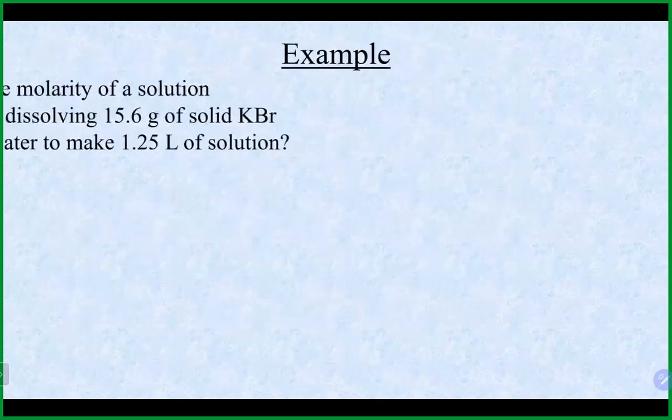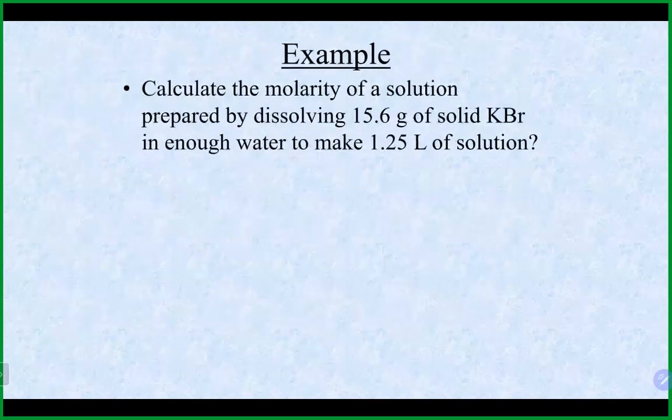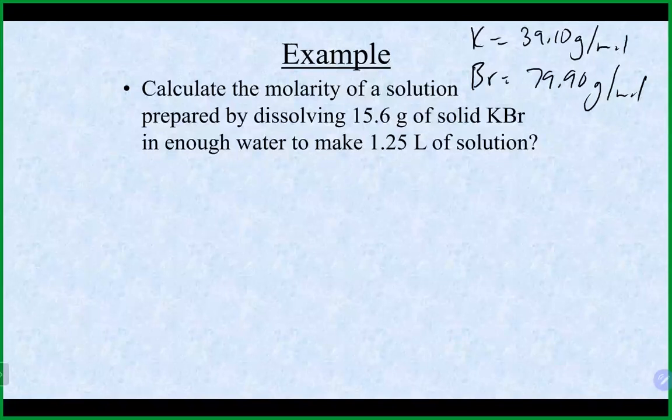All right, let's try one here, a molarity question. Calculate the molarity of a solution that's prepared by dissolving 15.6 grams of KBr in enough water to make 1.25 liters. Potassium is 39.10 from the periodic table. And bromine is 79. Okay, let's take a look.